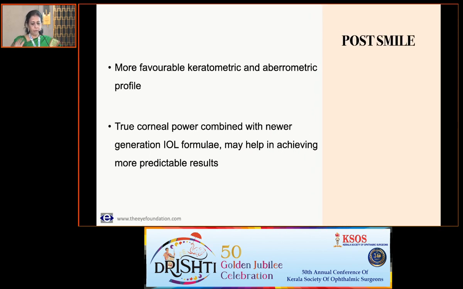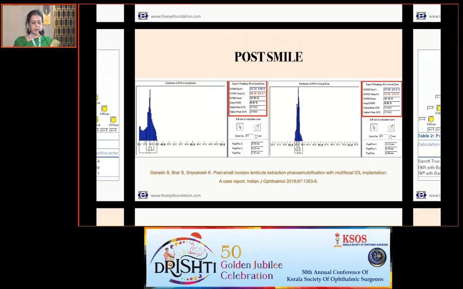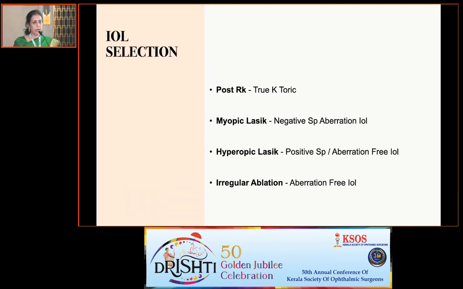Post-SMILE is much better because of more favorable keratometric and aberrometric values, and even the EKR value shows a good peak. So do the aberration studies. The last slide which I have to tell you is, in post-RK you can use a True K toric. For a myopic LASIK, remember that you are inducing positive spherical aberration, so you use a negative spherical aberration IOL, and most of our IOLs have negative spherical aberration. For a hyperopic LASIK, we need to remember that you are inducing negative aberration, so use a positive spherical aberration IOL like the Sensar 3-piece IOL or an aberration-free IOL of Bausch & Lomb.